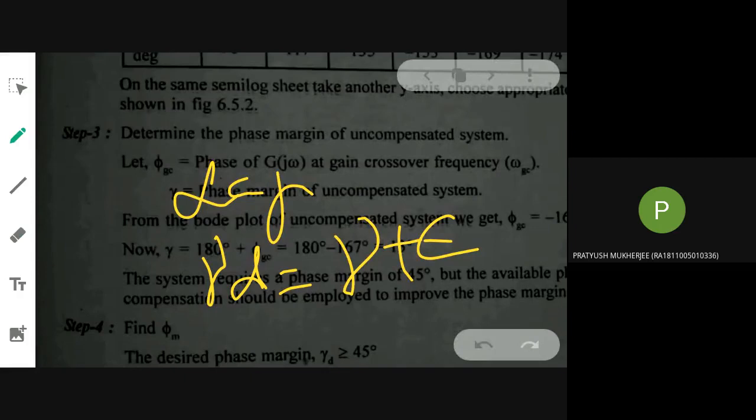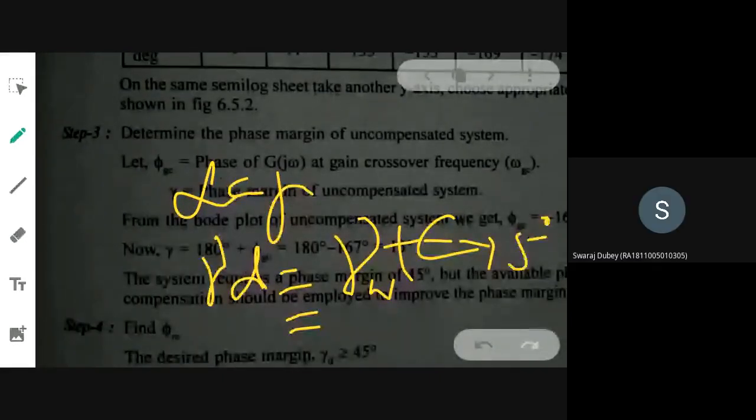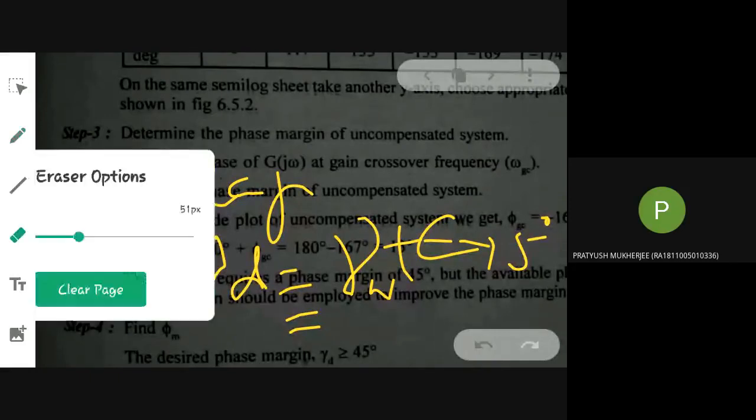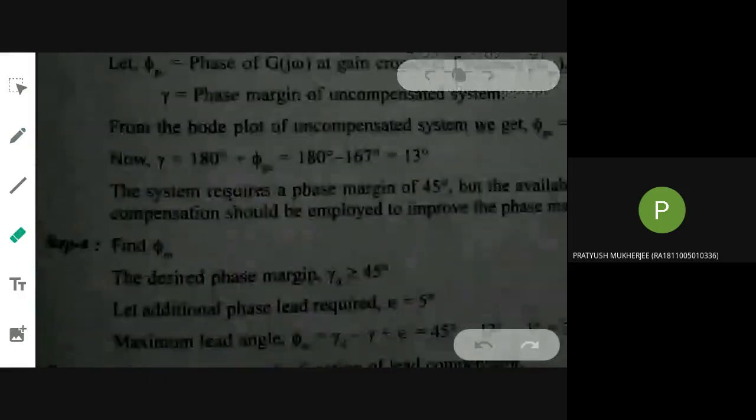Gamma value was whatever value that was wanted, plus epsilon, which you have chosen to be 5 degrees initially. Yes? Here the formula will differ a little bit. Now what formula is being changed here? The formula is gamma D minus gamma plus epsilon. You have to set that here, which is equivalent to phi m.